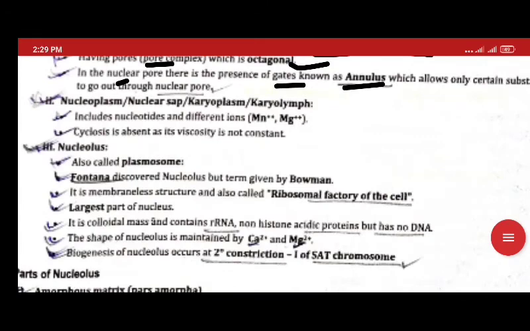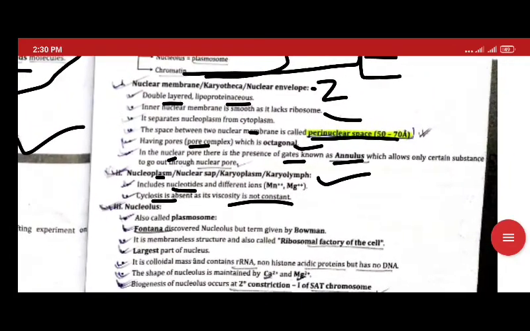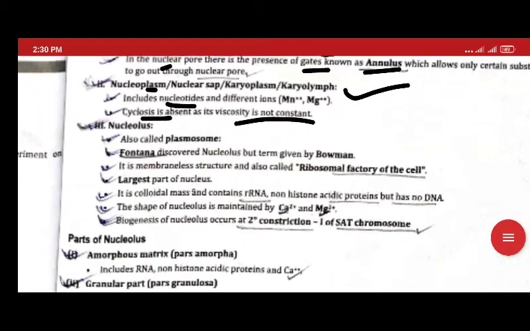The second part of the nucleus is the nucleoplasm. Nucleoplasm is the liquid part, where cyclosis is absent because the viscosity is constant. It includes nucleotides. Now the third part is the nucleolus.